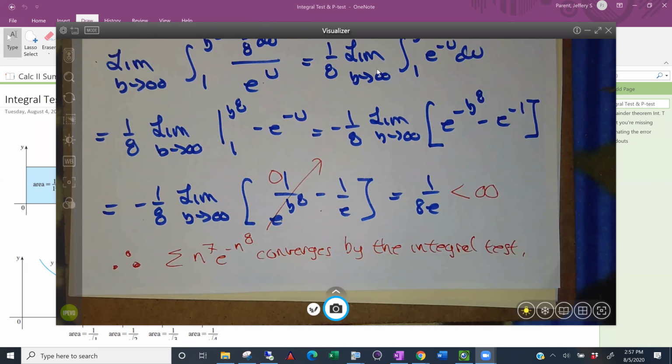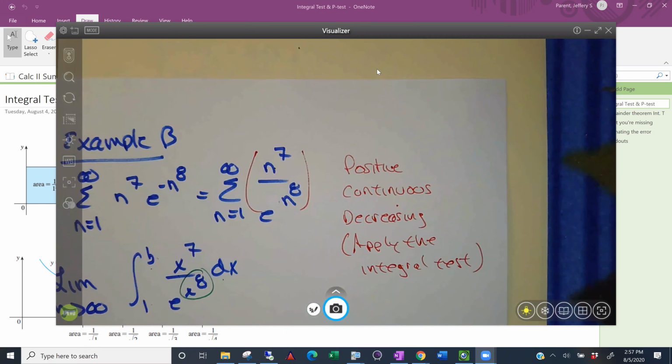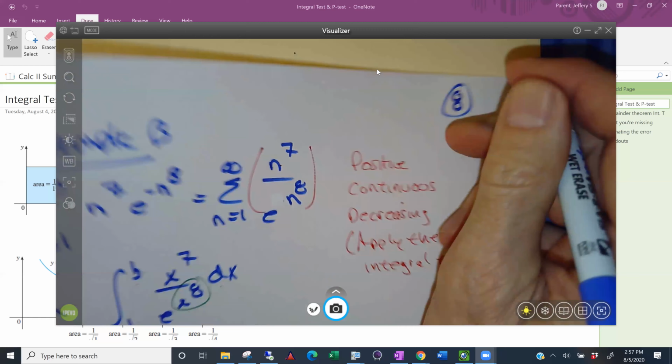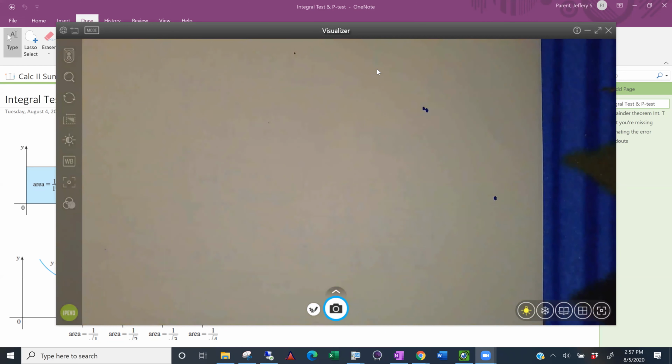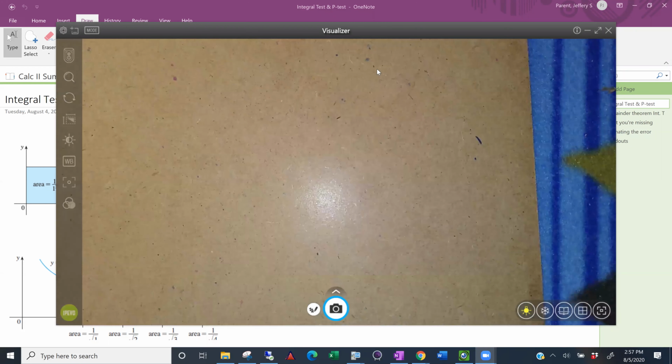How are we looking on that one? Let's do a couple more examples with the integral test, and I'm going to speed it up a little bit. Then we'll take a break and come back and finish with the p-test. The p-test is actually going to be pretty nice. I think you'll like the p-test. It's not the p-test that you might be thinking of in terms of your probation officer. Different p-test.